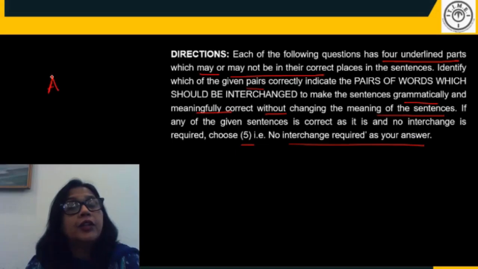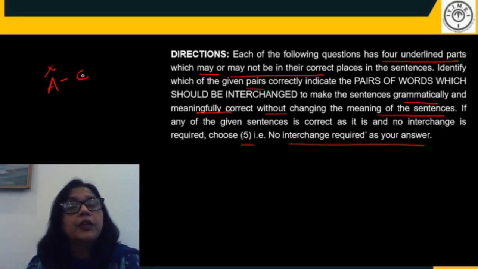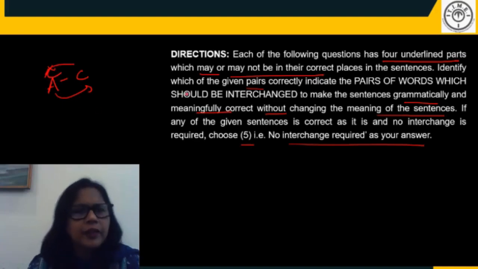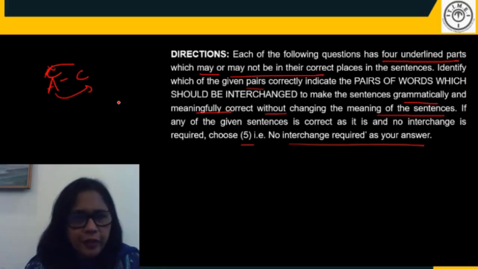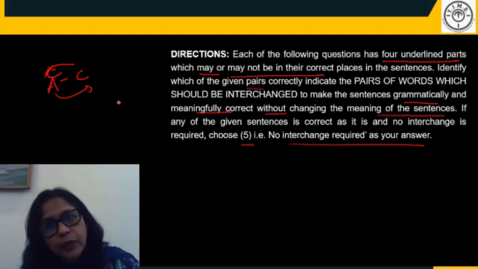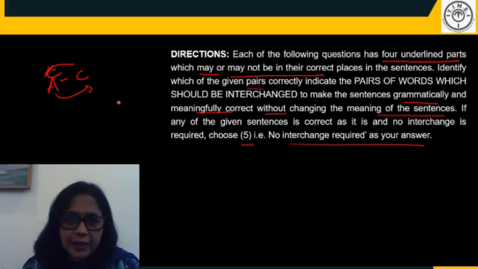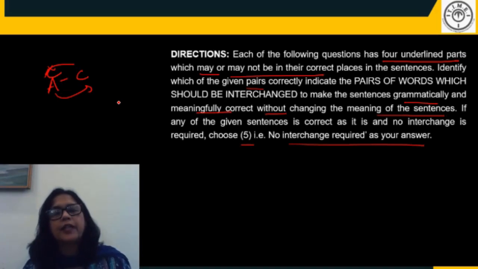So if A is not in its correct position, that means it has to be interchanged with B, C or D, right? So it could be A or C, or A or B, or A or D. So you have to first decide whether that particular word is placed correctly or not, and if not, then which is the word that should replace it, and the word that should replace it is also given to you in the same sentence, right? So let us get on with the questions.